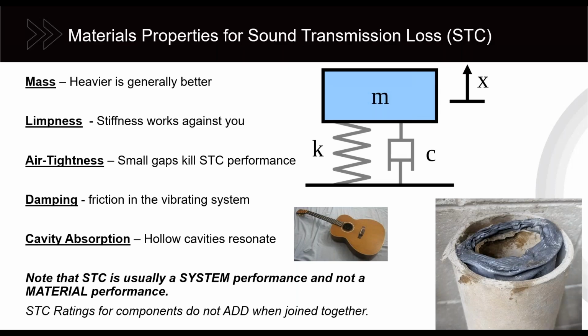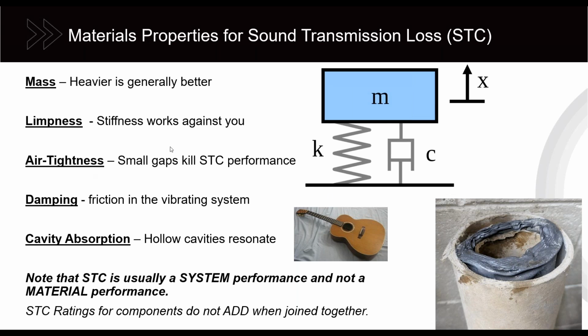So what are the properties of a material that generally give higher sound transmission loss, or a better ability to block airborne sounds? Most fundamentally is mass. So very broadly, in almost all cases, heavier is generally better. Heavier materials are more massive, and therefore it takes more energy to make them move or to make them vibrate.